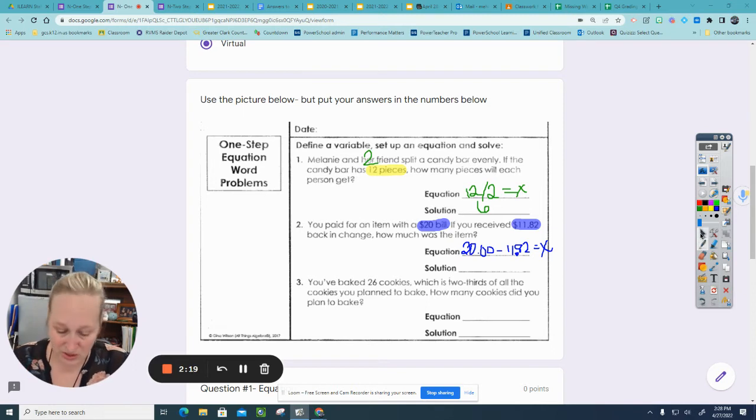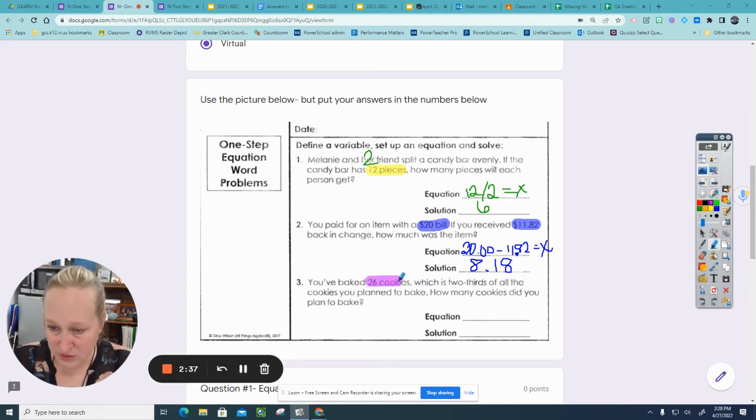Your solution would be when you subtract them. And when I subtracted them, I got $8.18. So again, when you type your answers, no spaces up here, and type your numbers. Okay.